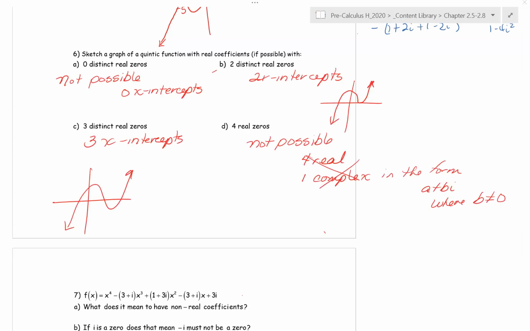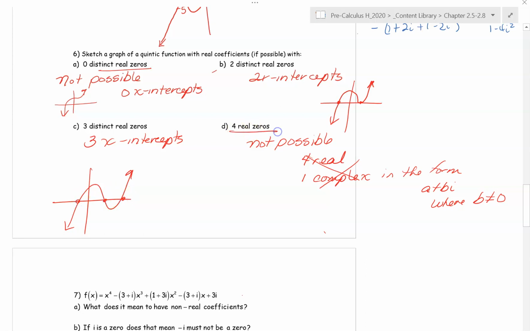Okay, so let's take a look at A. Distinct real zeros, that's the same thing as saying x-intercepts. And so again, if the degree is an odd degree, there's no way that you're not going to have at least one real zero. You can't have 0 x-intercepts with that particular end behavior. Notice part B, 2 distinct real zeros. You could have 2 x-intercepts for a 5th degree. You could have 3 x-intercepts.